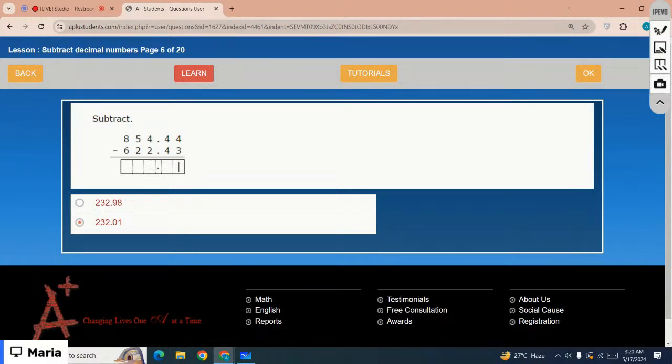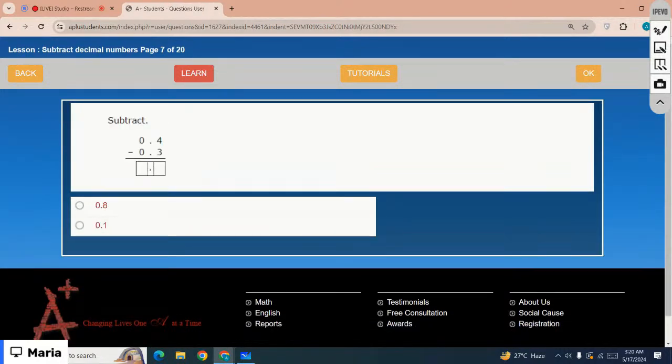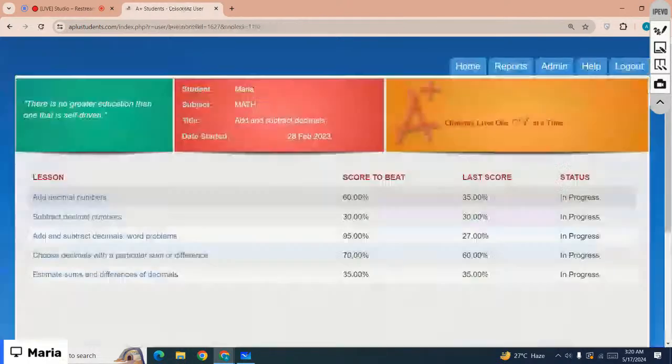Very good. Okay, you can complete the lesson by yourself later today. Let me just move on to next lesson. And the next lesson is add and subtract decimal word problems. So word problems you can do on your own, right? Choose decimal with a particular sum or difference. Let's just start with the lesson.